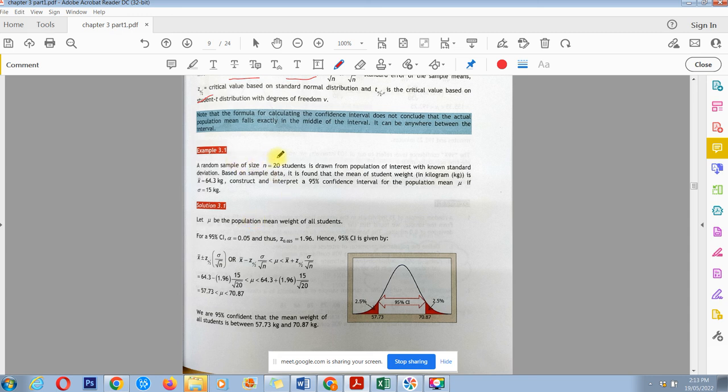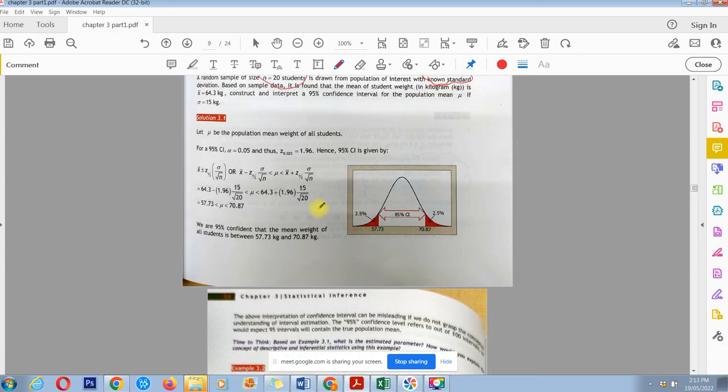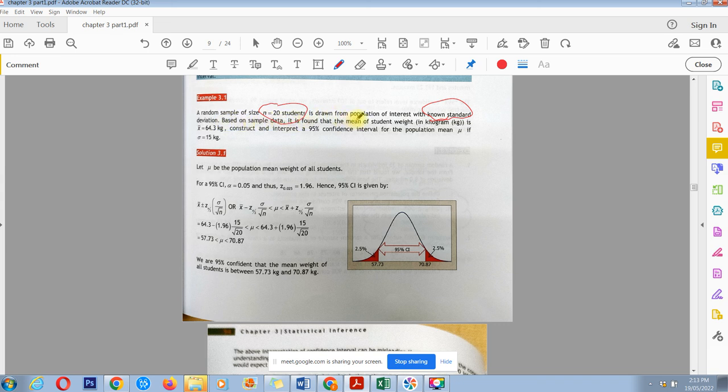Okay, this is an example. We have n equal to 20 students from the population, so maybe it takes a sample of 20 students with known standard deviation. So it is known data, and we use this formula. Based on the sample data, it is found that the mean of student weight in kilograms is this. Interpret the 95% confidence interval for the population mean mu if sigma is 15. This question wants us to construct the confidence interval, so we need to find the lower and upper values for mu.